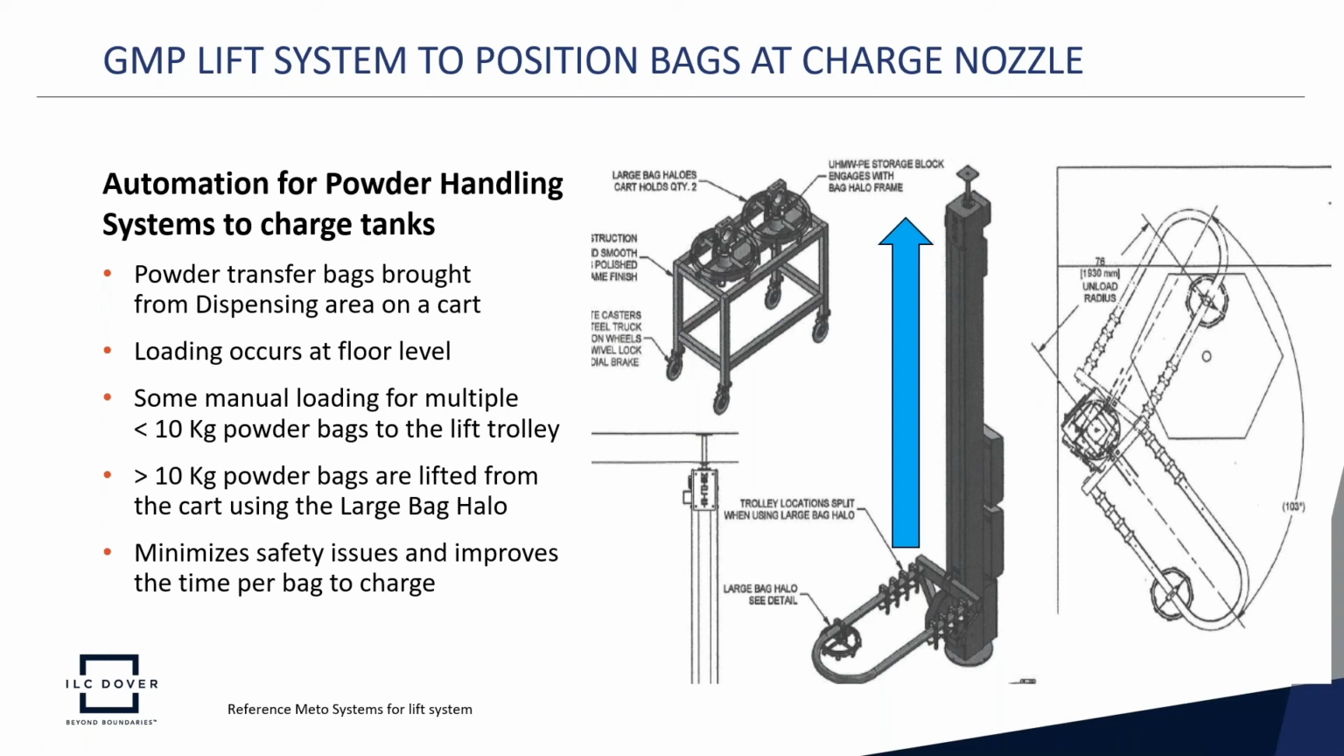It takes us away from the operator having to climb the steps and so forth each time with a bag. Just the operator will be positioned there only to make that connection. So loading occurs at the floor level. That's a safety advantage and so forth. The design takes any size bag up to 100 kilos. So if they're less than 10 kilo, they can go on the one part of the trolley. If they're more than 10 kilo, oftentimes they're on a halo that's designed to pick up a heavier bag.